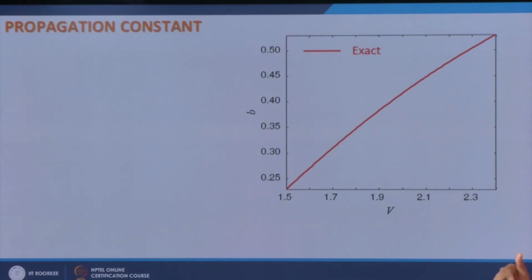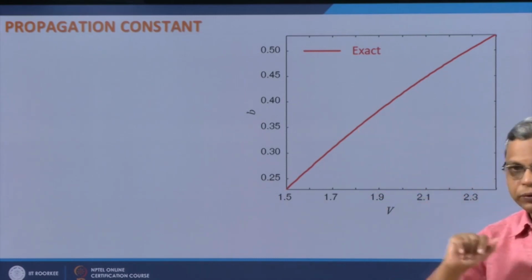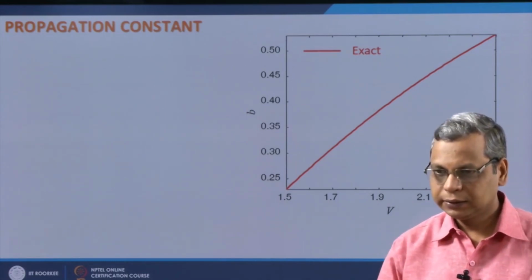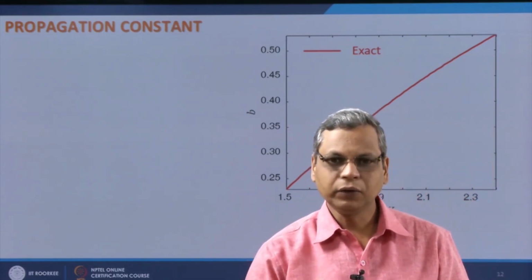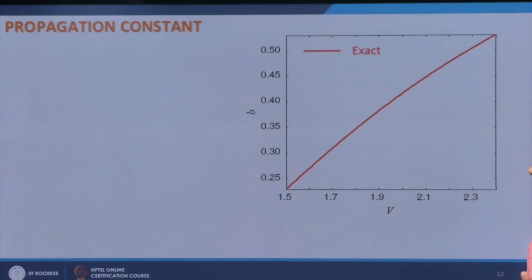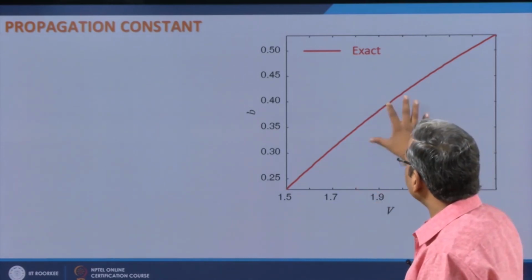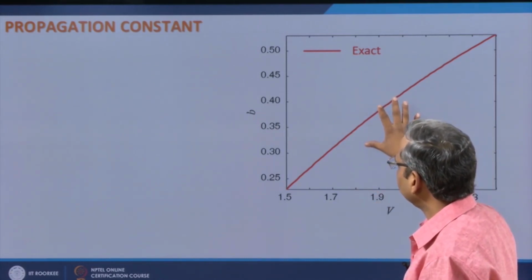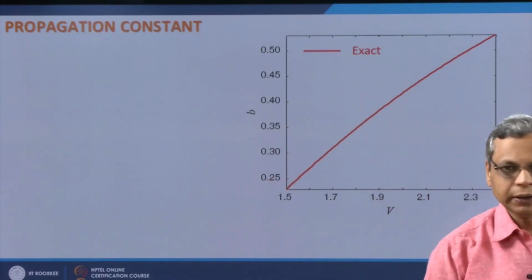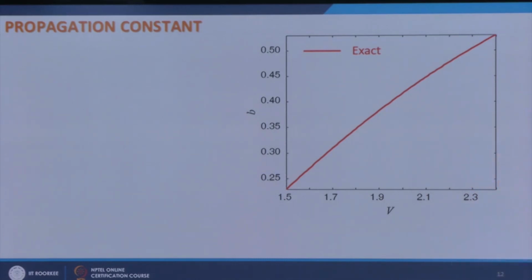So, do I need to refer back always to this curve? If I am given a fiber and wavelength, then I know the value of V, and if I want to find out the value of b or propagation constant, then I need to refer back to this curve always. Can I fit some equation to this, so that I just use that equation and extract the value of b if I know the value of V? And it can be done.